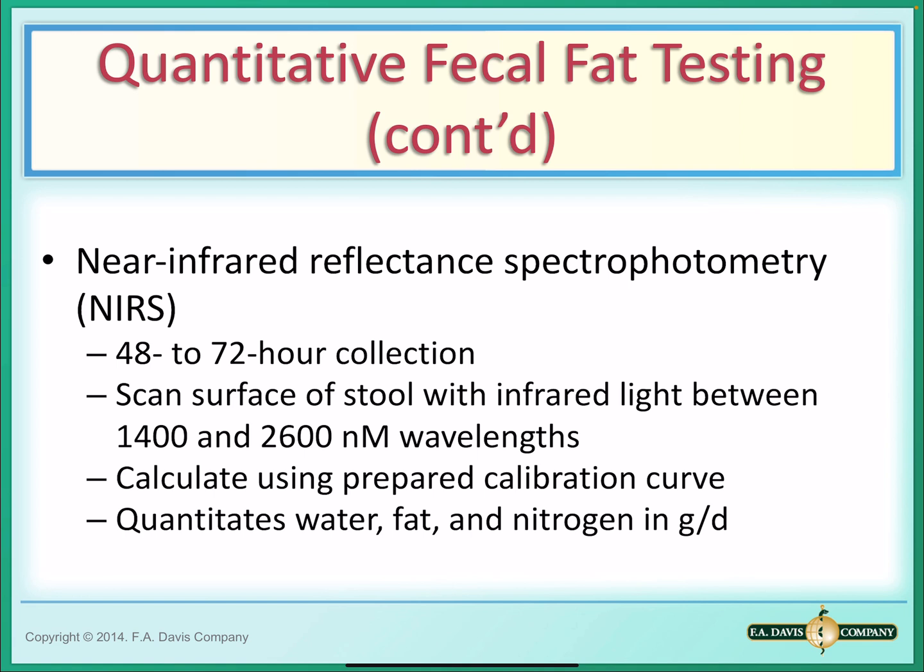The results are based on the measurement and computer processing of signal data from reflectance of the fecal surface, which is scanned with infrared light between 1400 to 2600 nanometers wavelength. The results are calculated from calibration derived from the known samples. The technique quantitates water, fat, and nitrogen in grams per 24 hours. And a summary of the test and current instrumentation for fecal fat analysis is presented in your textbook.